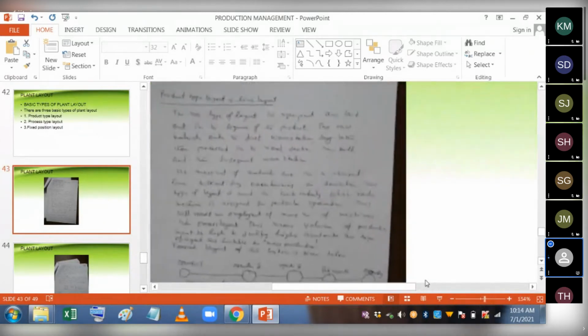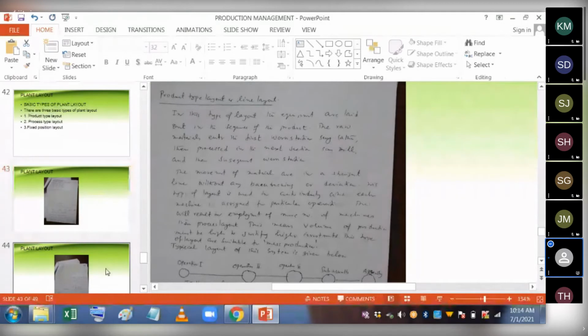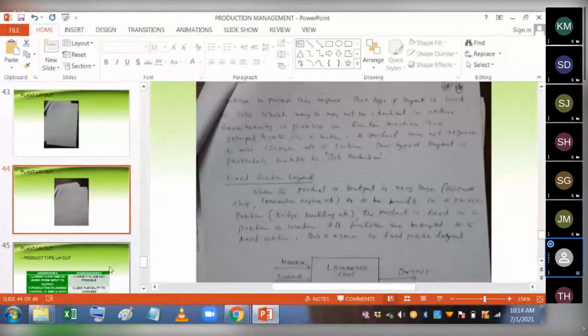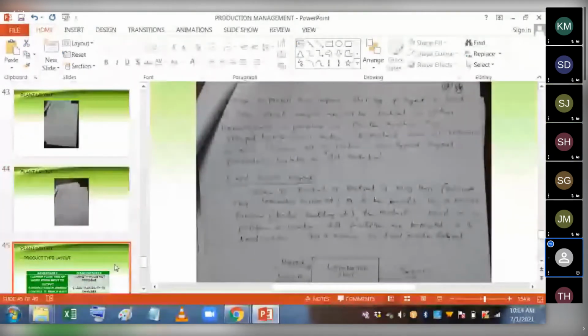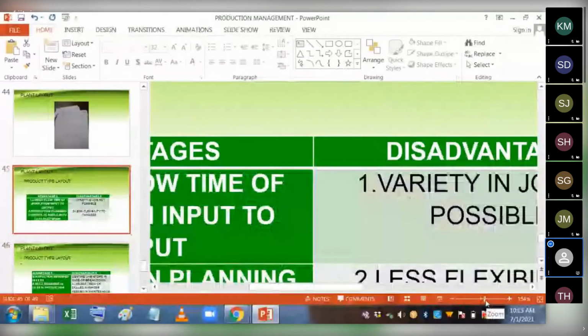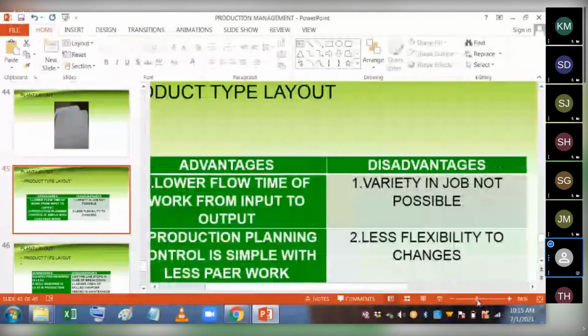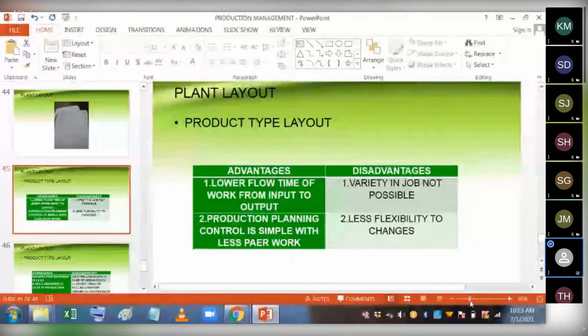Which I have read out so many times, so I will not go into that today again. Fixed position layout. So now I will go into the advantages and disadvantages of the different types of layout. Say product type layout. We have told many times that this is actually related to mass production. Absolutely. Because it is related to product.